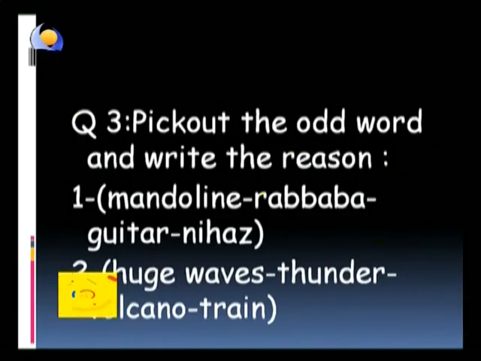So the odd word is train because it's an unnatural or artificial source of noise pollution while the others are natural sources of noise pollution. So be careful when you solve this type of question. You have to think one by one and then write your answer according to your thinking.